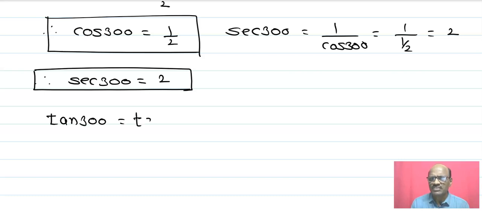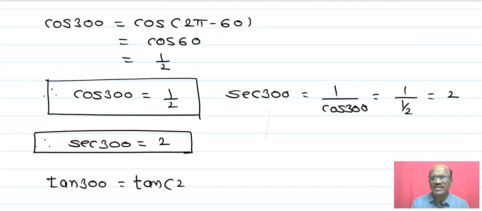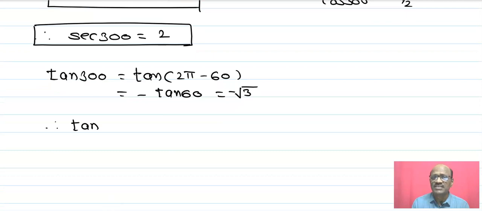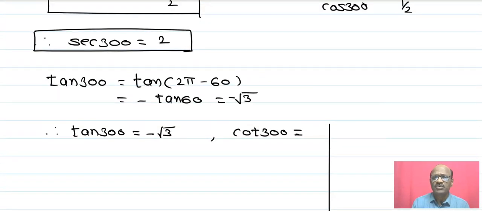Now the next value is tan of 300, and again it is written as 2 pi minus, that is 360 minus 60. Again tan is negative in the fourth quadrant. Whenever there is an integral multiple of the pi angle, the function remains as it is. So it is minus tan of 60, and tan 60 is root 3. Therefore, tan of 300 is equal to minus root 3 and cot of 300, the reciprocal of tan of 300, is minus 1 upon root 3. This is the value. I try to explain in this manner.